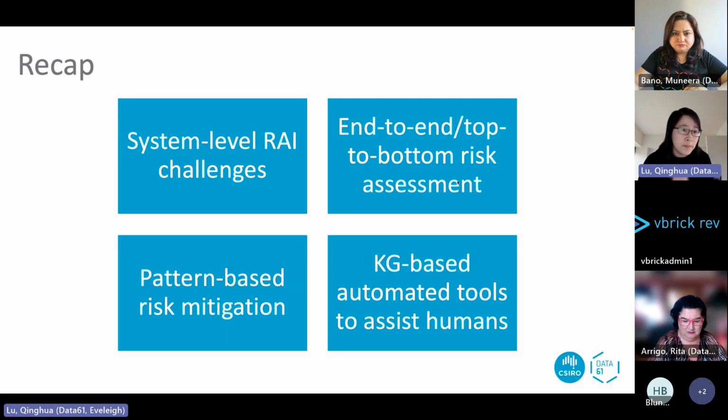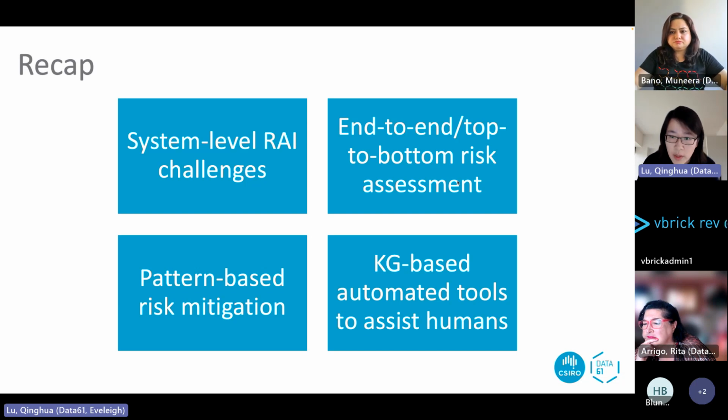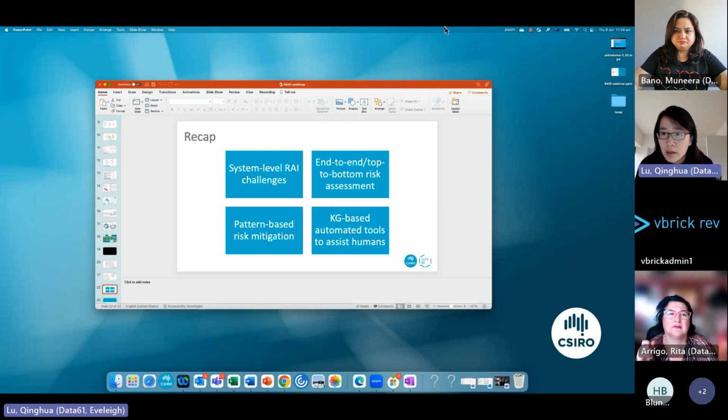Sorry, that's all about my talk. To recap, we focus on system-level responsible AI challenges. We work on end-to-end, top-to-bottom risk assessment methods, and we use patterns to mitigate the risk. We have developed a set of knowledge graph-based tools for engineering responsible AI systems. Now I will hand over to my colleague Muneera to give an introduction about our requirement engineering work.